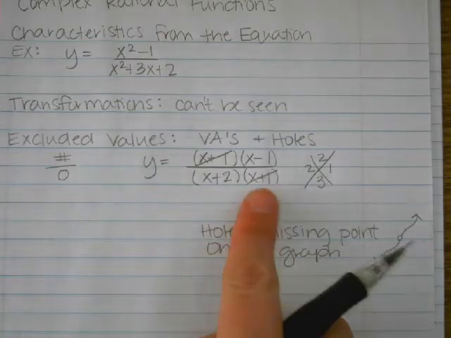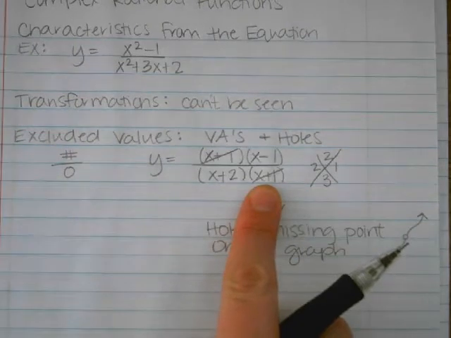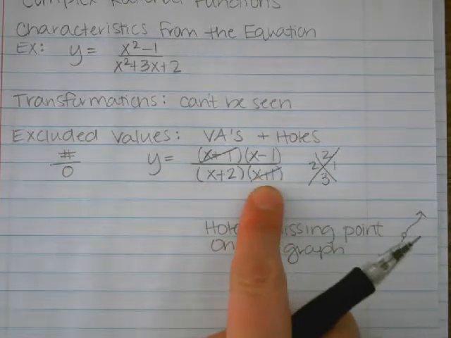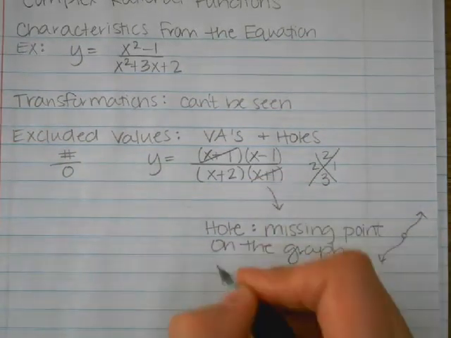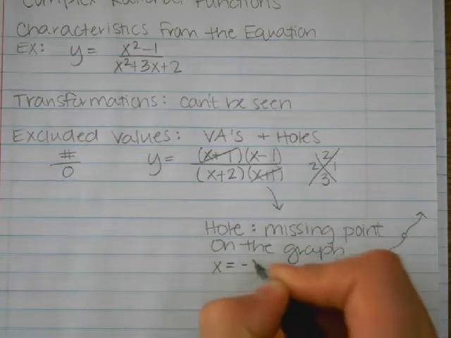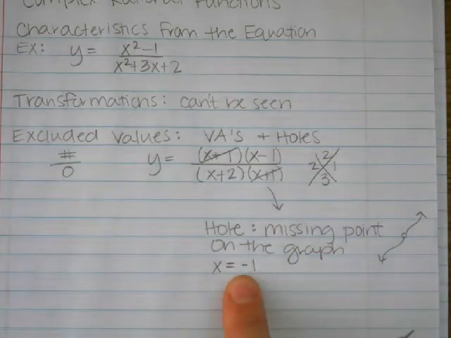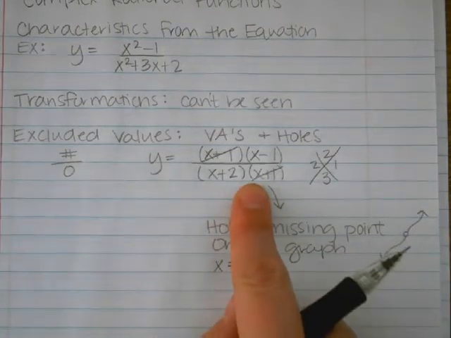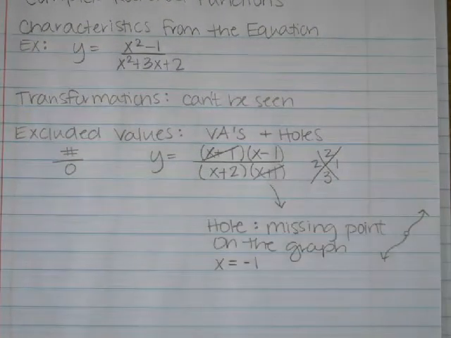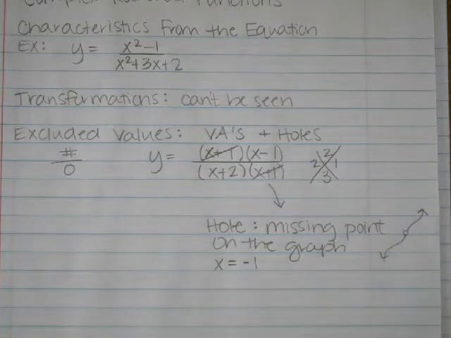So here, I would say that the number that would make this parenthesis equals 0 is x equals negative 1. So the x-coordinate of the hole there is negative 1. This is an excluded value because this is a point on the graph that does not happen. It doesn't work. And the reason it doesn't work is because it would make the entire fraction be undefined. You'd get 0 on the bottom right there. So the x-coordinate of the hole is negative 1.